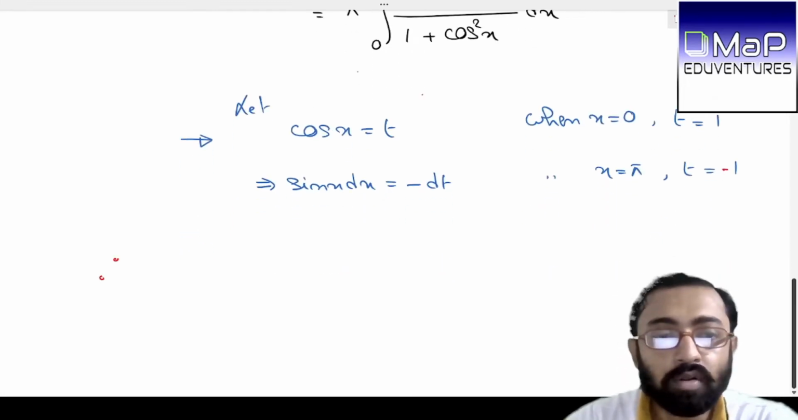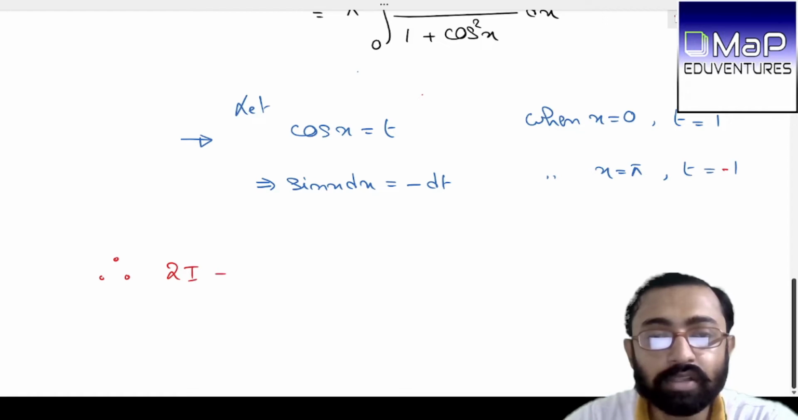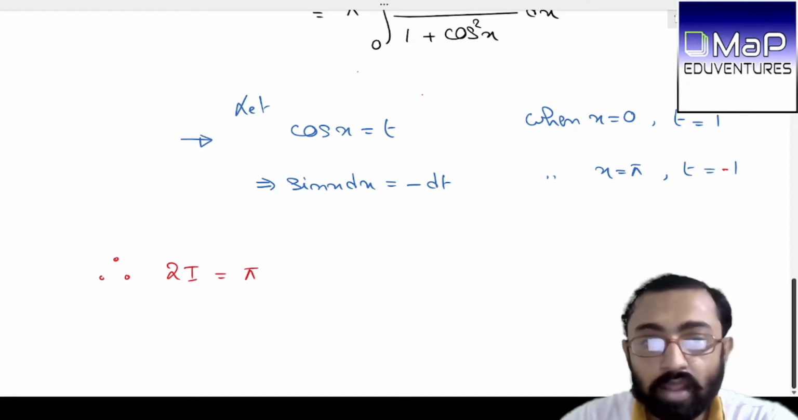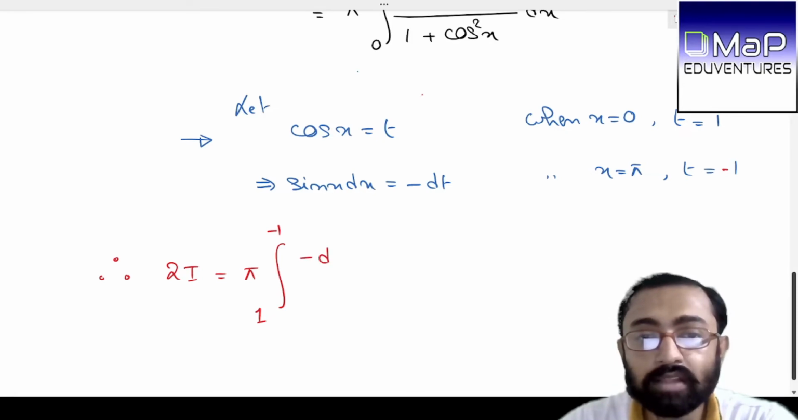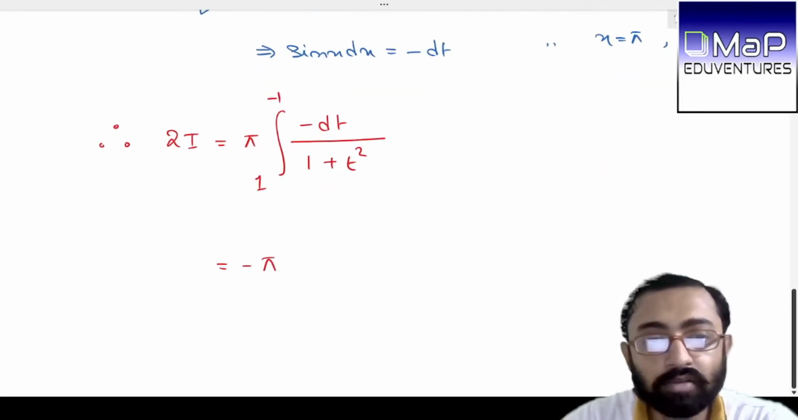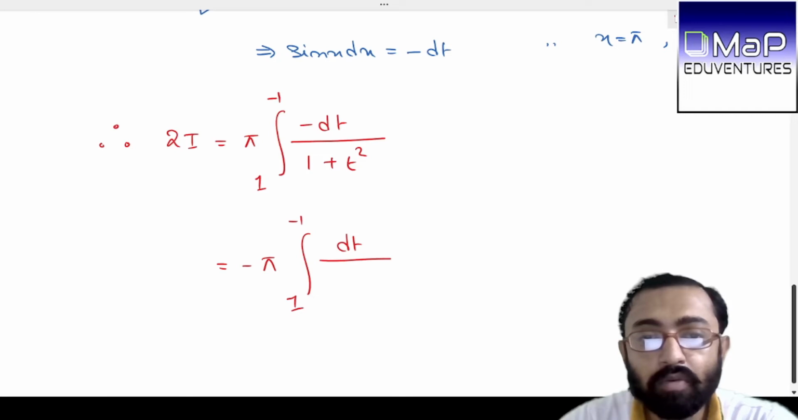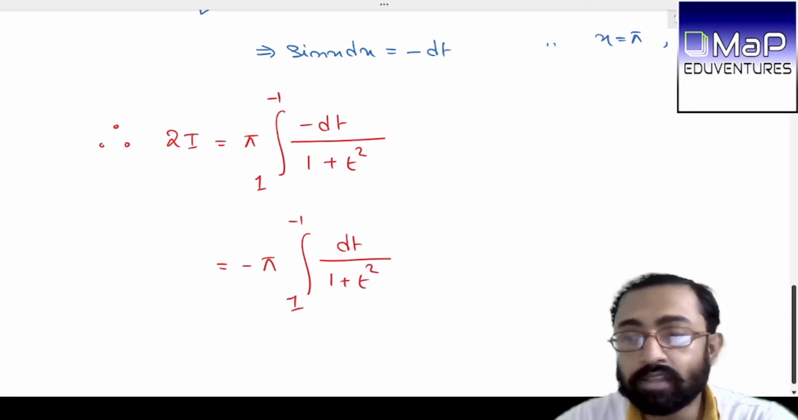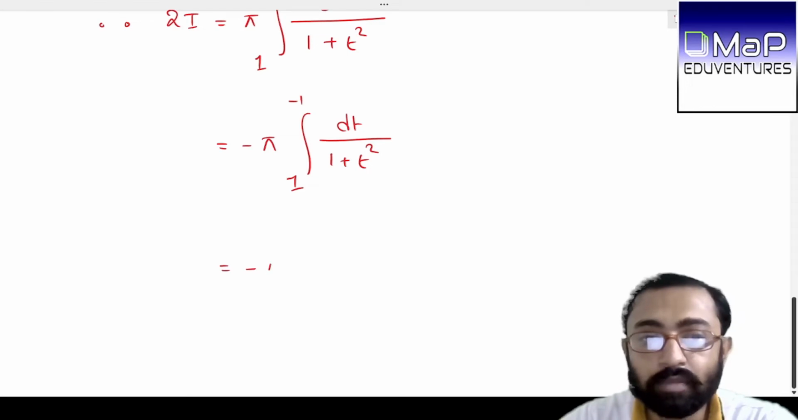Okay. Therefore, the left hand side, twice I, is equals to pi, integration from 1 to minus 1, and sin x dx will become minus dt divided by 1 plus t square. Now let me send that minus outside. So minus pi integration from 1 to minus 1 dt by 1 plus t square. So what is integration dt by 1 plus t square? We know it is tan inverse t. So you will have tan inverse t from 1 to minus 1.